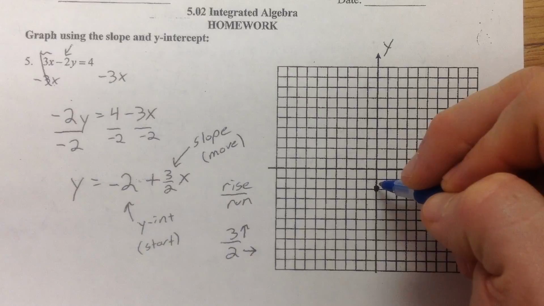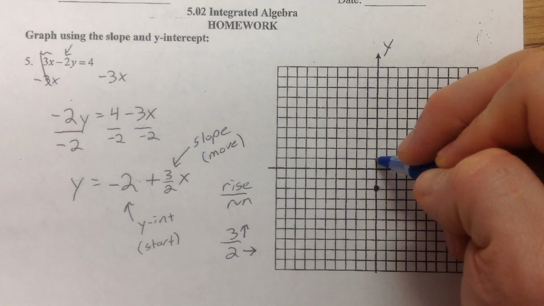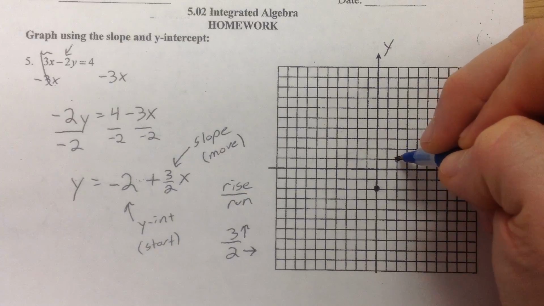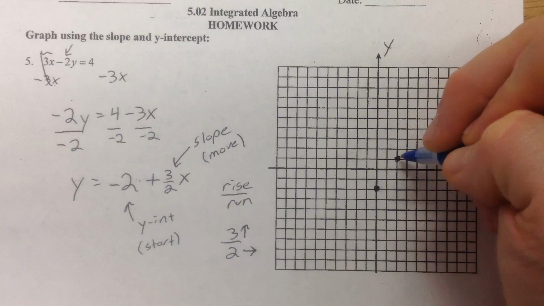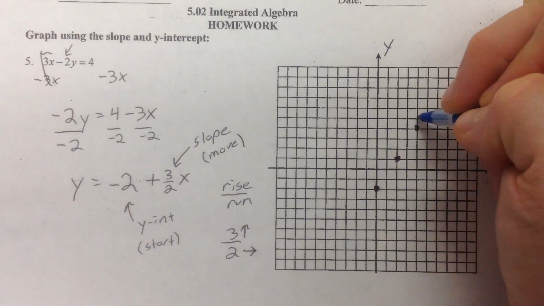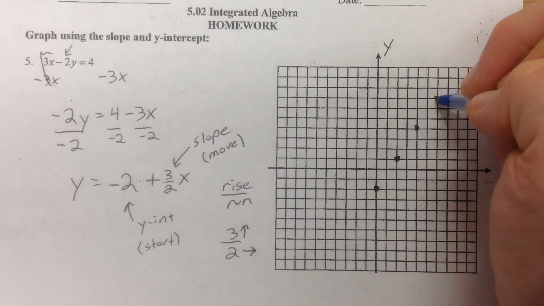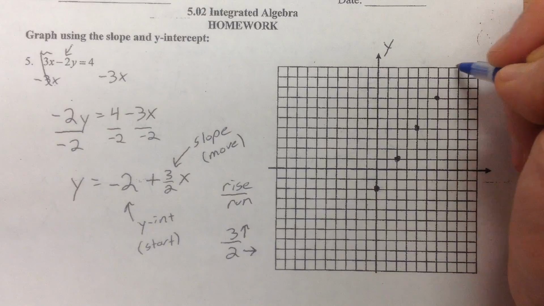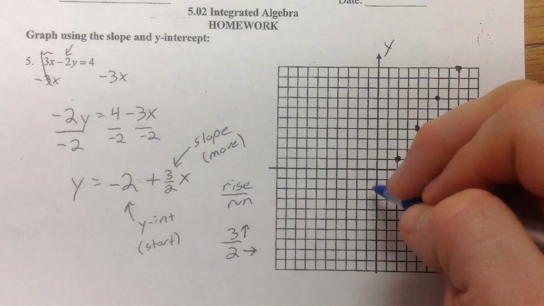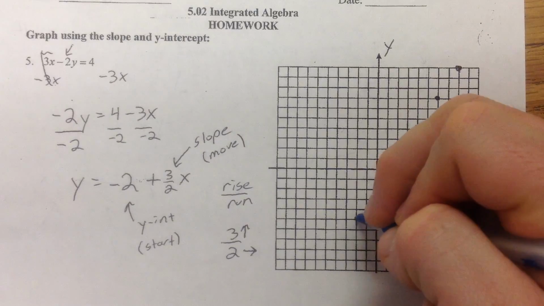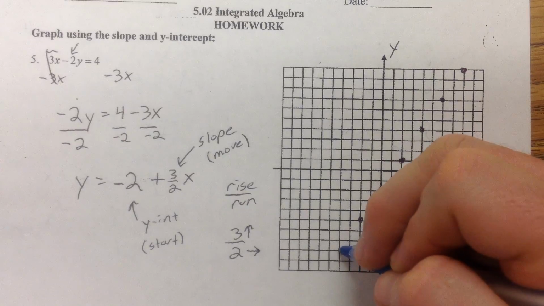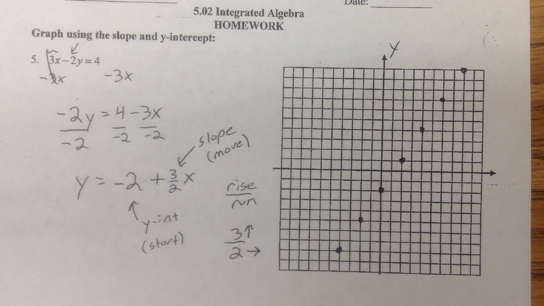We're going to say, all right, our rise is up 1, 2, 3, and our run is over 1, 2. Then once we get our next point, from there we do the same thing: up 1, 2, 3, over 1, 2, and again. Then we can actually do the exact opposite: down 1, 2, 3, back 1, 2, and again. And then we're out of room, so I'm going to stop there.